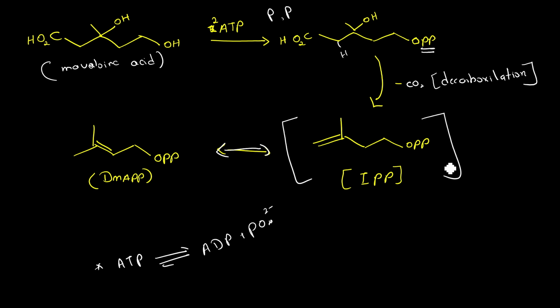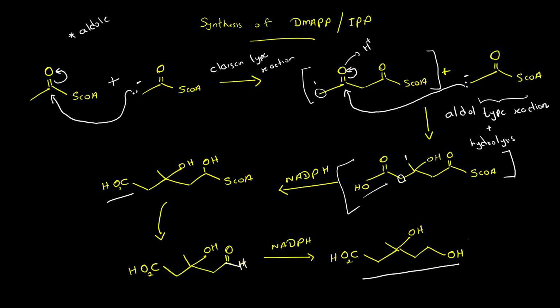So this is the basic synthesis of DMAPP and IPP. These are very important molecules in our mechanisms and biosynthesis pathways. I hope you get the idea about it. Again, these are not complicated mechanisms. Just understand the picture, understand how molecules work inside our mechanism. That's the most important thing.